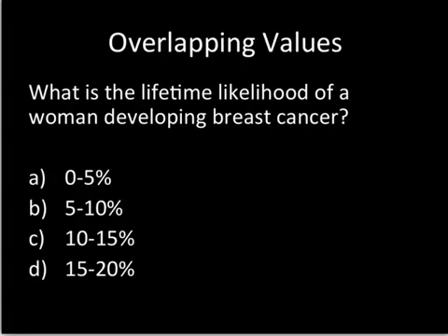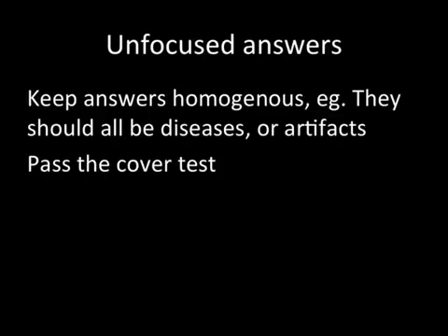Don't have numerical values that overlap. In this particular case, if the learner thinks that the answer is 5%, is he going to choose answer A or is he going to choose answer B? So make sure it's something like 0 to 5%, 6 to 10, 11 to 15, and so on. Keep the answers homogeneous. They need to be focused, so the answers should be all diseases, or all artifacts, or all numerical, or all physical findings, and so on, rather than a mixture of the others. I'll show you an example in a minute, and this is going to help you pass the cover test.